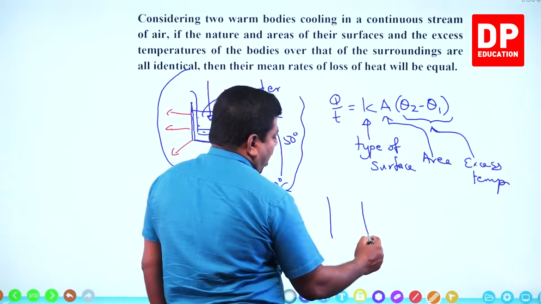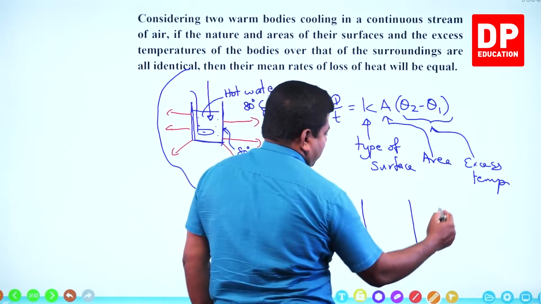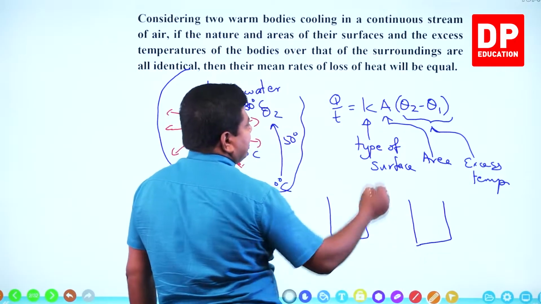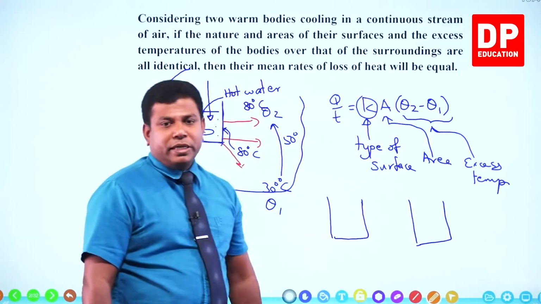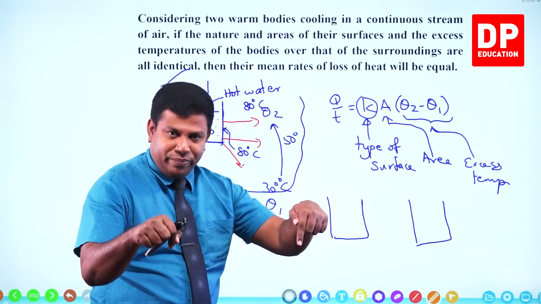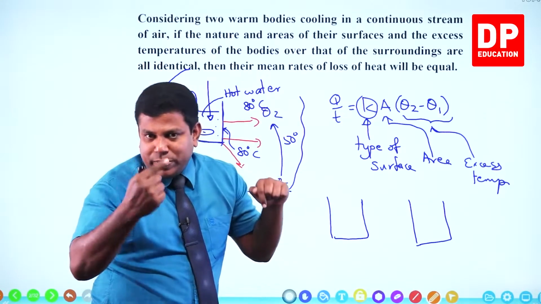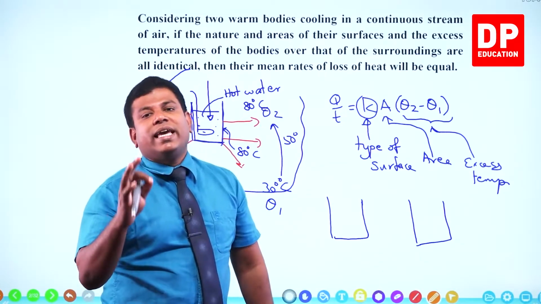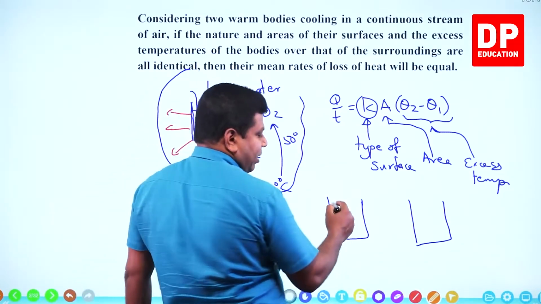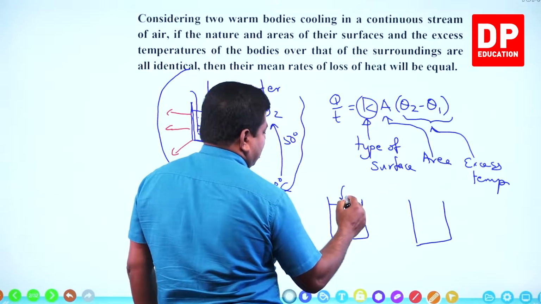If I take two identical calorimeters, why do I say identical? K has to be the same. If this is a copper calorimeter, that also has to be a copper calorimeter. Then only K will be the same. The surface must be equally polished, identical calorimeters, so that K is the same. And fill one with water.